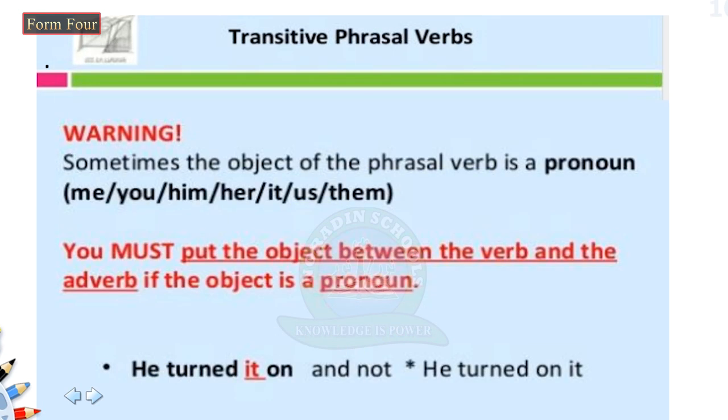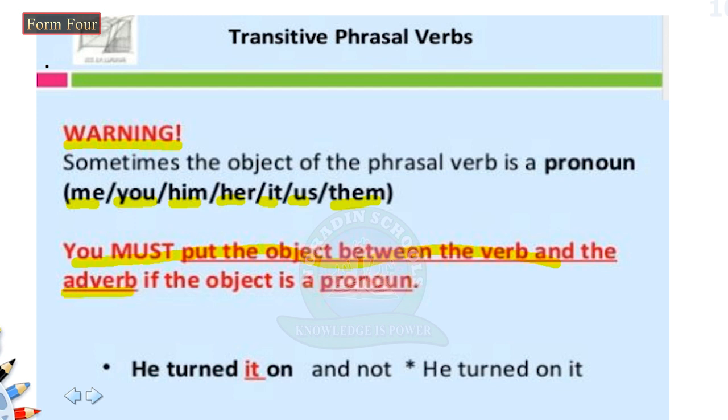Warning. What is this warning? Sometimes the object of a phrasal verb is a pronoun. Me is a pronoun. You is a pronoun. Him is a pronoun. Her is a pronoun. It is a pronoun. Us is a pronoun. Them is a personal pronoun; they are object pronouns. So remember, you must put the object between the verb and the adverb.